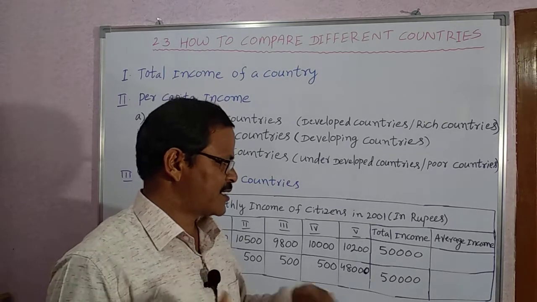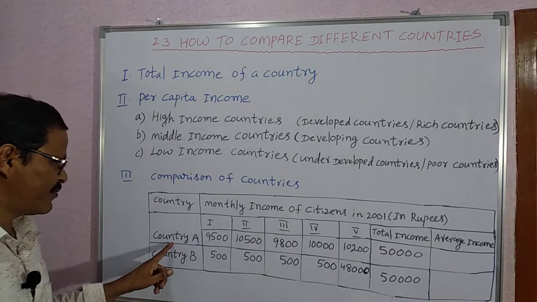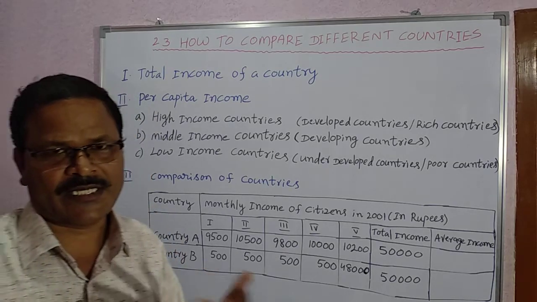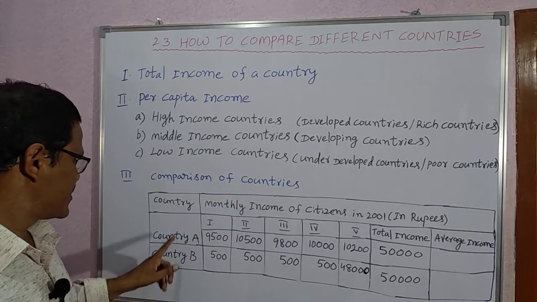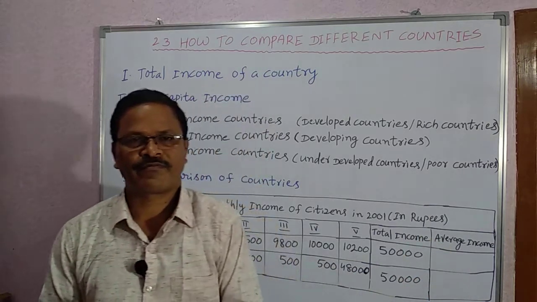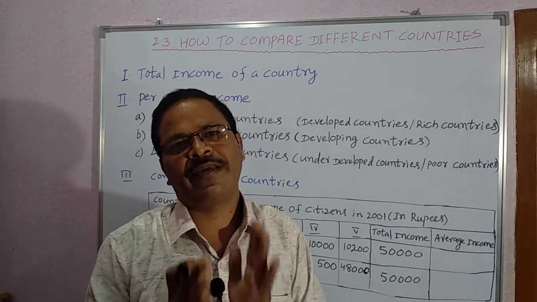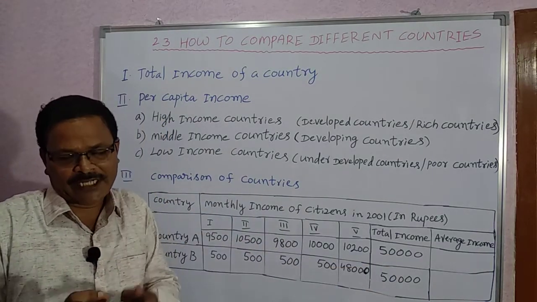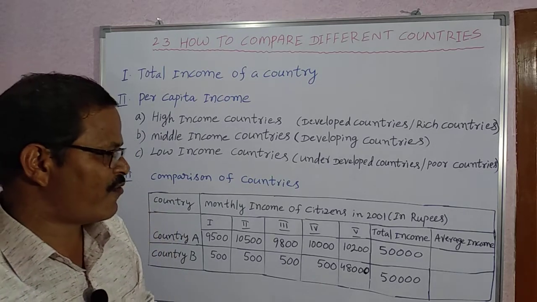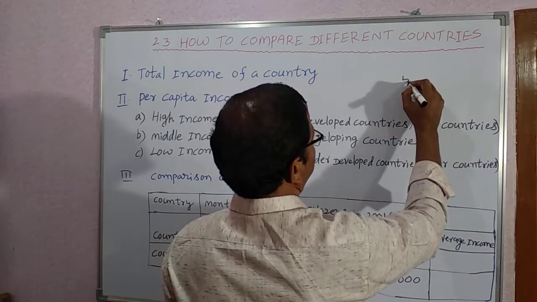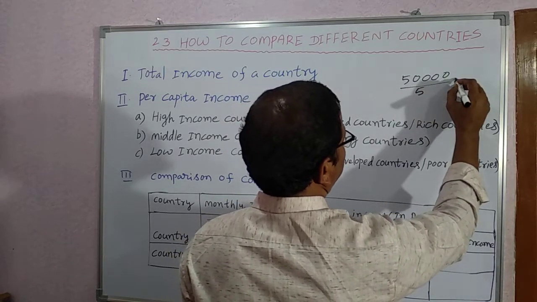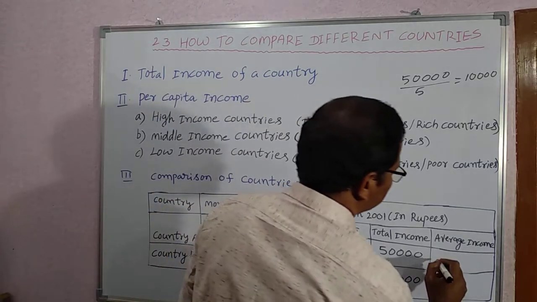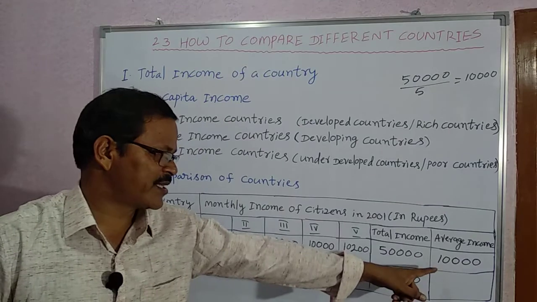Now let us discuss average income. What is the average income of country A? We discussed it. Average income is equal to total income of a country divided by total population of the country. What is the total income of country A? 50,000. What is the total population of country A? 5. What is the average income? 50,000 by 5 is equal to 10,000. That is the average income of country A.